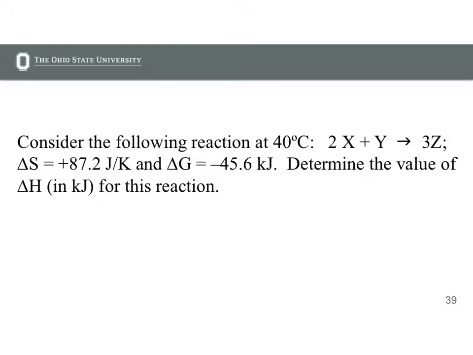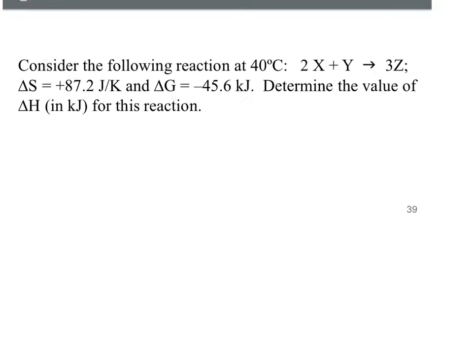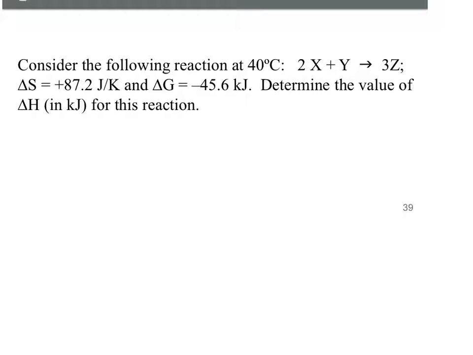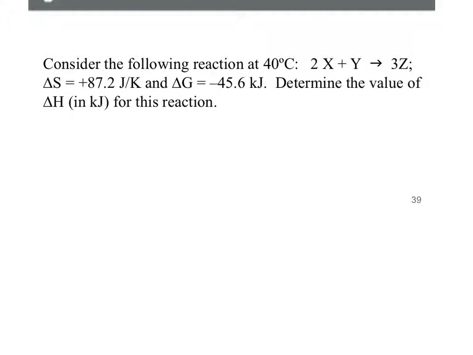Let's say you've got some generic reaction, and it's taking place at 40 degrees Celsius. We have 2x plus y forming 3z. For the reaction, delta S is 87.2 joules per Kelvin. Delta G is minus 45.6 kilojoules. So what is delta H in this case?